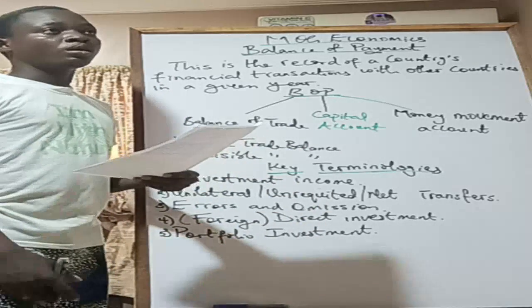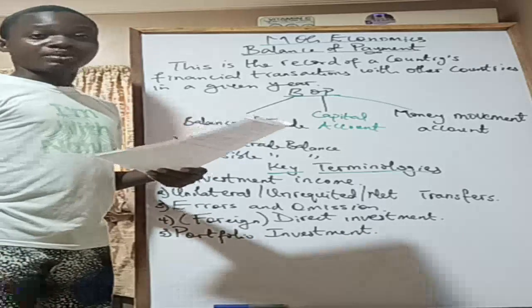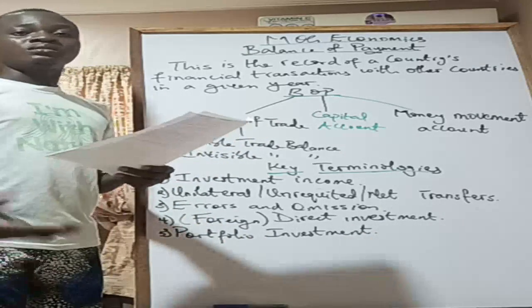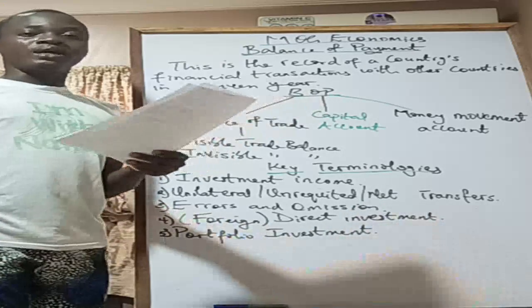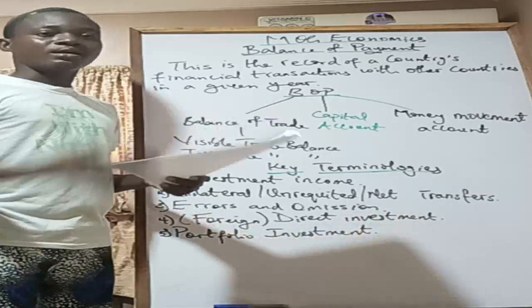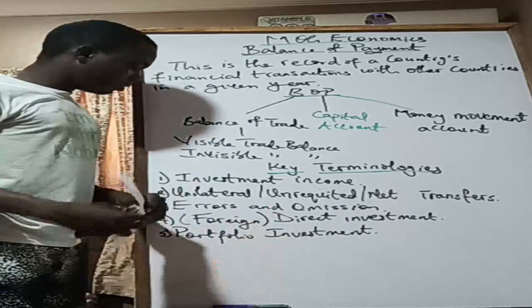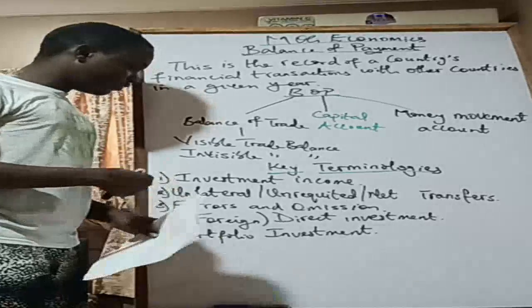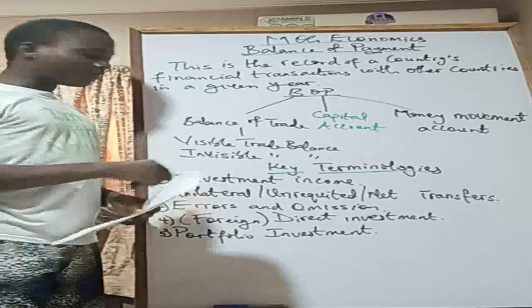And then what about capital gains? So let's say you invested in stock, you invested in a share, then over a period of time, the value of the share increased. So that capital gain too is also an investment income. So by practice, you have your investment income under the invisible trade balance. So that's where you have to fix it.